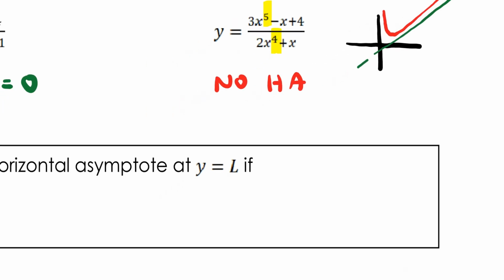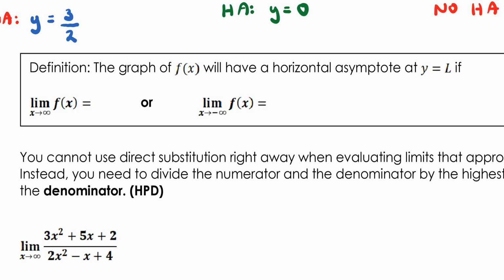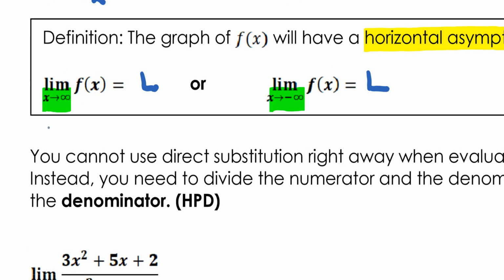Okay, let's get into a little definition now using limit notation. So the definition of a horizontal asymptote at y equals L. This L is a constant, for example, y equals maybe 3 over 2. So if we're going forever to the right or forever to the left, and if we approach that constant, then we have a horizontal asymptote. And you might want to remind yourself that this means the graph is going forever right, and this means you're going forever left.